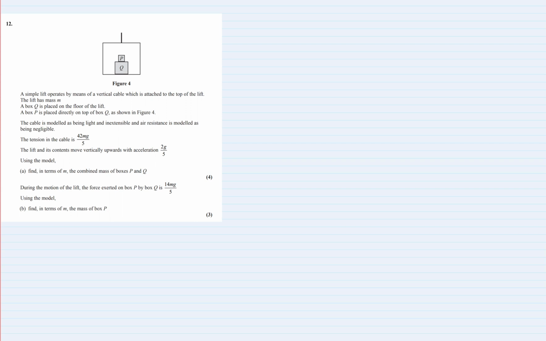Okay, so for this lift question, we're going to start by getting ourselves a simplistic diagram that we can work with and that we can add our forces to. So we have our lift being supported. It's being operated by means of a vertical cable. So we've got a cable coming from the lift, which we know there's going to be tension in. And we know that the lift itself has a mass of M, so the weight acting downwards is going to be mg.